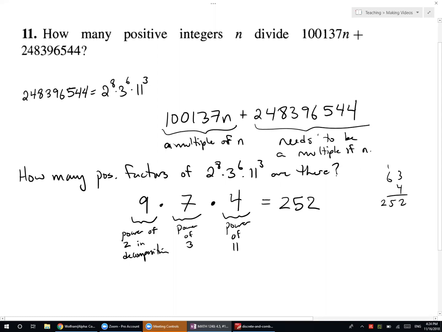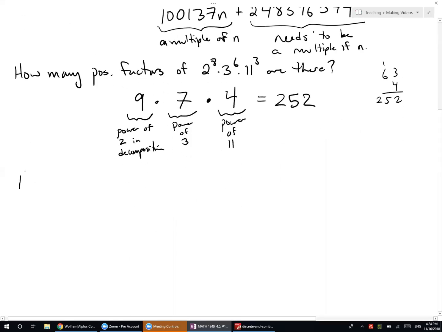And that's it. That's everything. Those are all the numbers that'll divide the right term. Therefore, that's all the possible numbers. Be any one of these 252 numbers. Positive numbers. They're all positive.